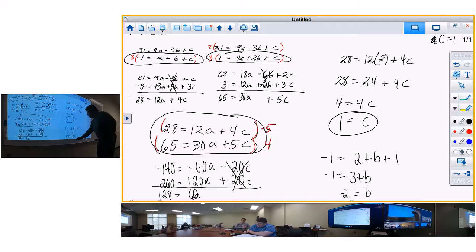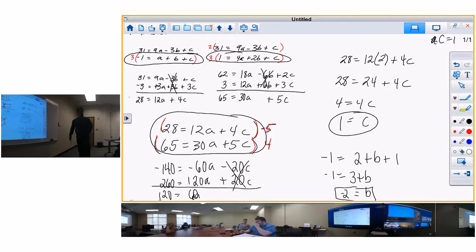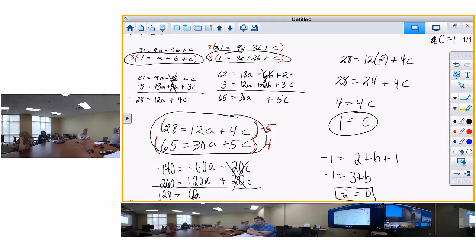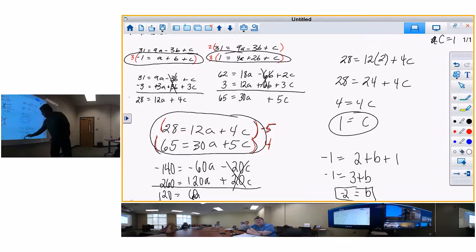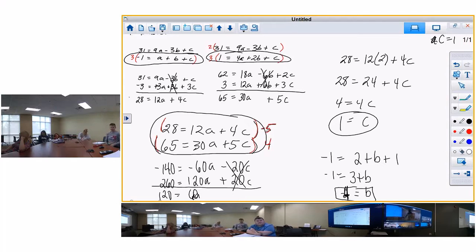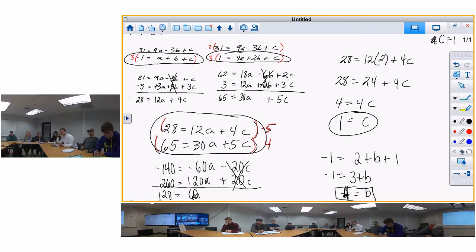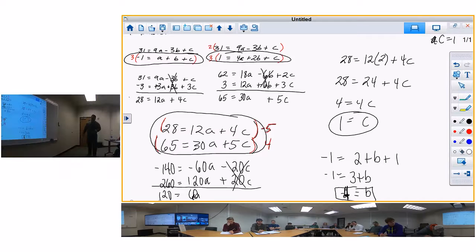-4. What do I get for B on the matrix? -4, not -2. So you've got, okay, -4. What do I get for B on the matrix? -4. A is supposed to be -6. Yeah, I thought I got A wrong.